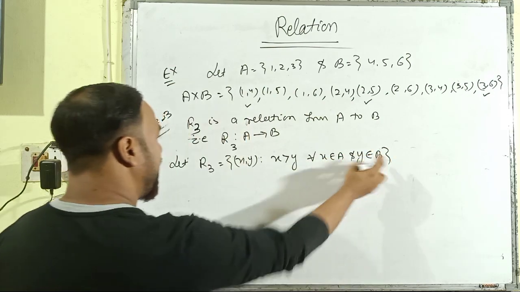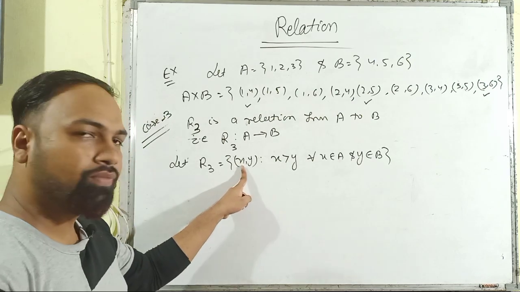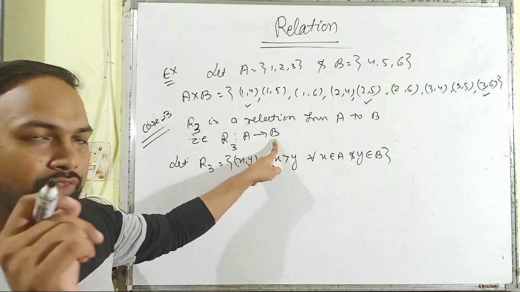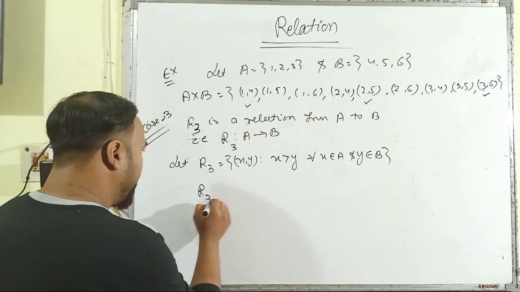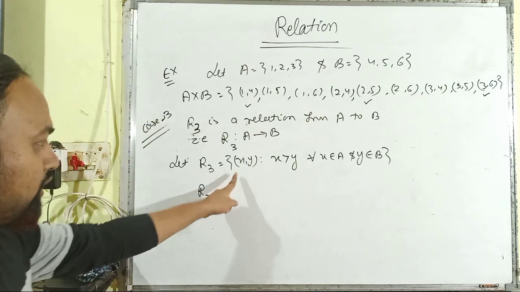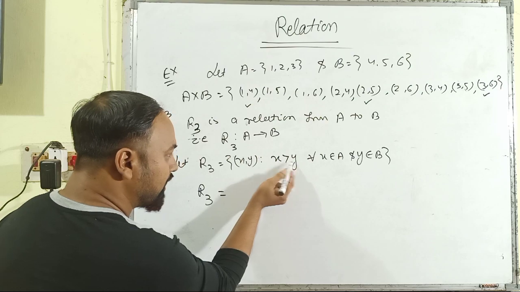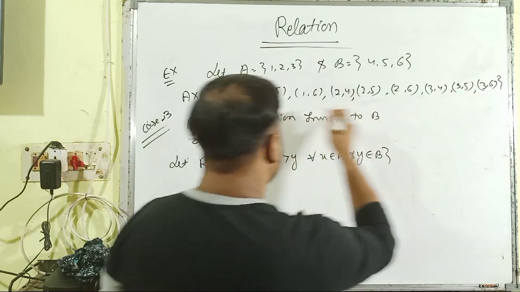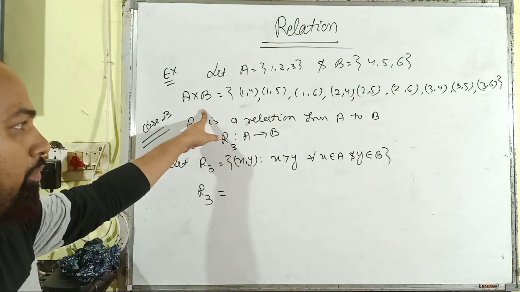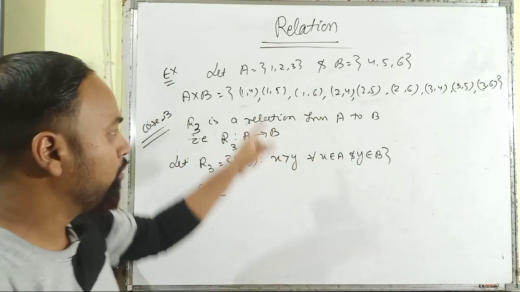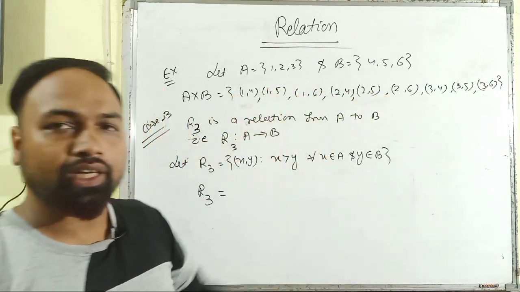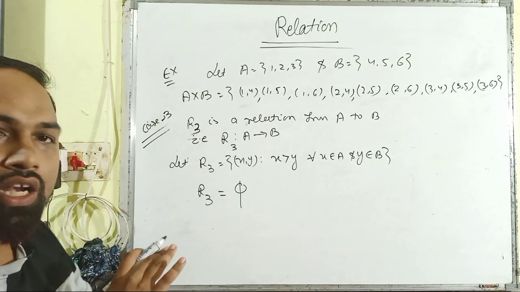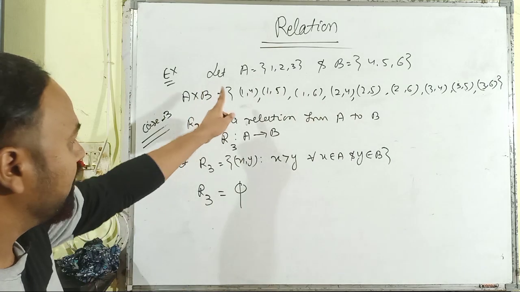What do you mean by x belonging to A and y belonging to B? The first component must be from the first set, that means x must belong to A, and the second component must be from the second set. Whenever we try to find ordered pairs in which the first component is greater than the second component, we cannot find any such ordered pair in A cross B, because there does not exist any ordered pair in which the first element is greater than the second element. So here we just write phi, the empty set. That means we cannot find such ordered pairs in A cross B.